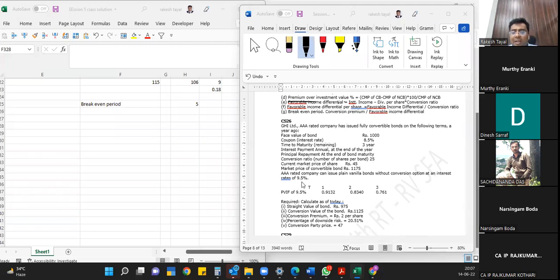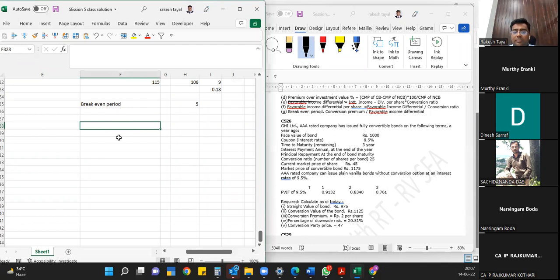So what is the straight value of the bond as on today? So one is the value of bond. What is the value of bond as on today? If there is no conversion factor, nothing, so what will be the value of bond?